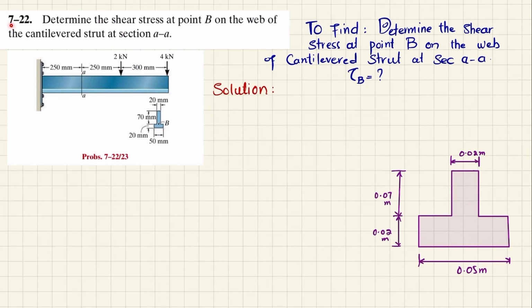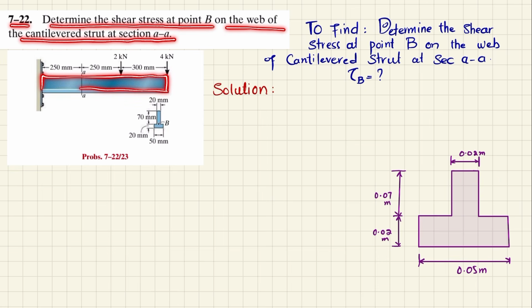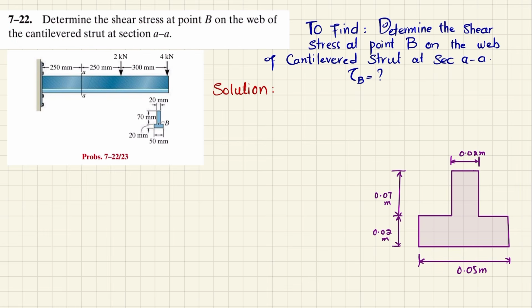Welcome back. Problem 7-22 says: determine the shear stress at point B on the web of the cantilever strut at section AA. So you can see this is a cantilever beam that is acted upon by a 4 kilonewton point load at the start, and then at a distance of 300 millimeter there is a 2 kilonewton load. The cross section of this beam is given as an inverted T beam.